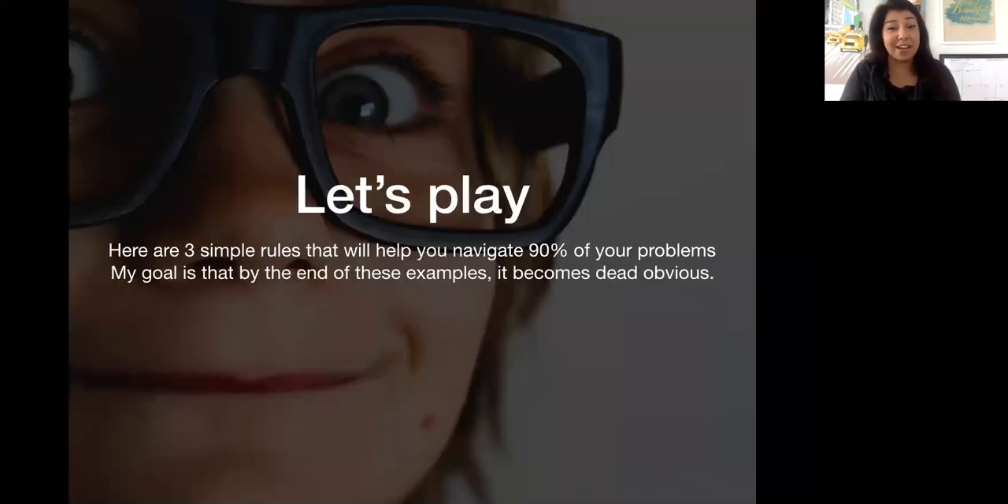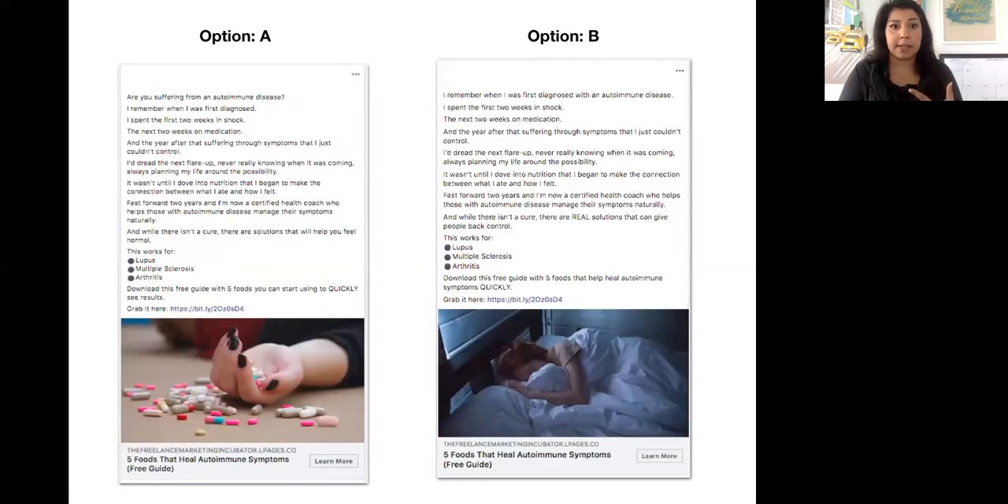But let's go into the fun stuff, right? The stuff that you're here for. So there's really 3 simple rules that will help you navigate 90% of your problems when it comes to writing effective copy that converts and allows you to stay out in Facebook's good graces. And my goal is that by the end of these examples, it becomes dead obvious. So I'm going to put up these 2 ads. We have option A and we have option B. I'm hoping you can see this on your screen. Let's give a guess. I'll give you a second to guess. Which of the ads do you think would have been approved and which one do you think would not have been approved?